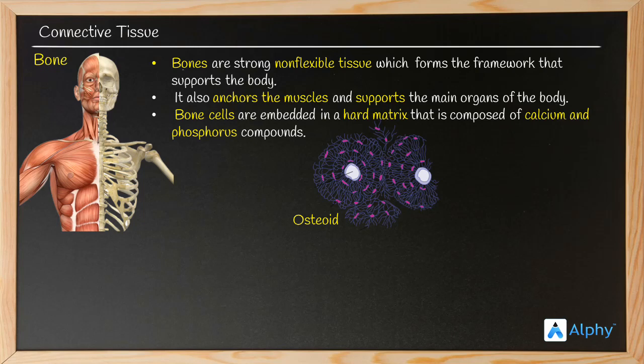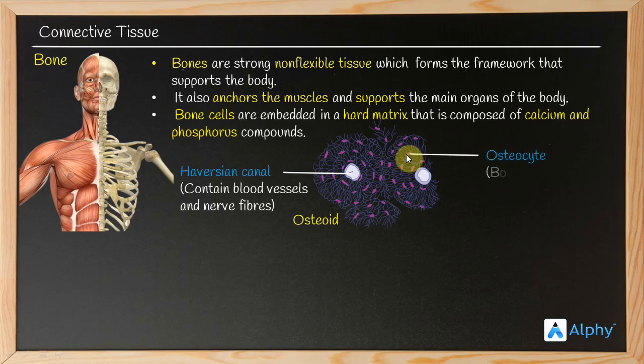Now let's identify the parts. Here, the white portion is the Haversian canal, which contains blood vessels and nerve fibers, right? That's it. What about this portion? This dotted portion is known as osteocytes, or our bone cells. So these bone cells are found in the hard matrix, and the hard matrix is known as osteoid, right?